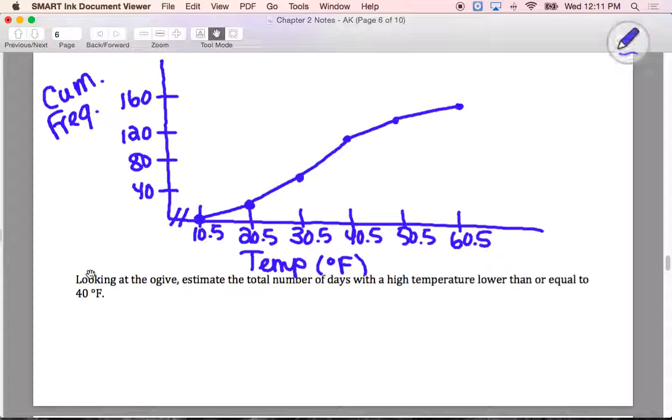So that means our estimate would be 117 days. Because again, there are a total of 117 days from the lowest class boundary all the way up to 40.5. I don't want the degrees that are above 40.5. Those would be the ones past that row for those class boundaries.